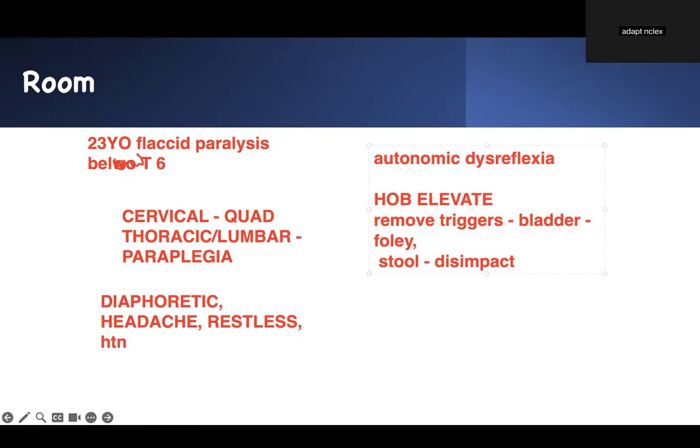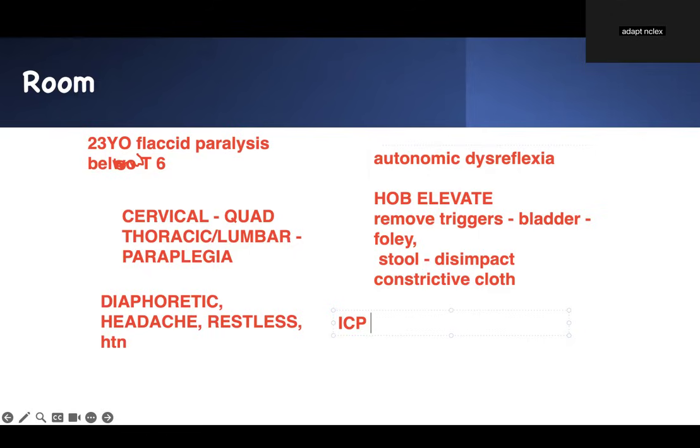And then if they have constricted clothing, remove it. These maneuvers alone will decrease their ICP. All these signs and symptoms that I'm describing, headache, diaphoresis, restlessness, hypertension, are ICP. Therefore, autonomic dysreflexia is an ICP issue. So what do you teach the patient? You do things to decrease ICP like we saw in this first patient.